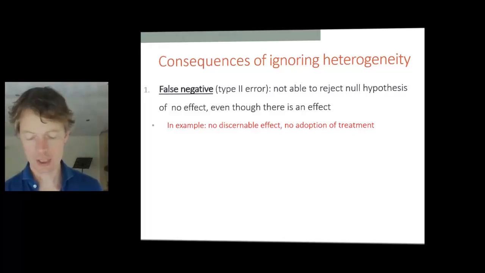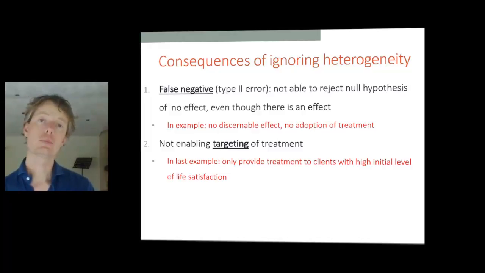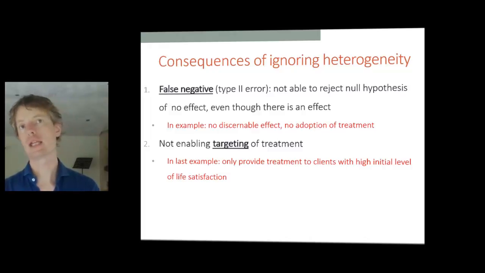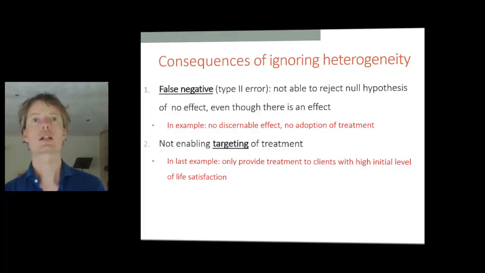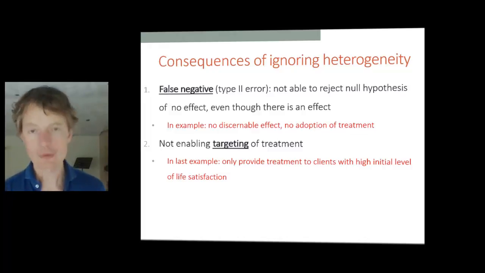And that's the second cost of ignoring heterogeneity. It does not allow you to target. So once you know that the heterogeneity works for a certain subgroup, you may target your resources for that specific group, right? Or you may adopt the way that Mr. Kamp works, if I remember well, or you may target your resources to those clients with a relatively high life satisfaction already.